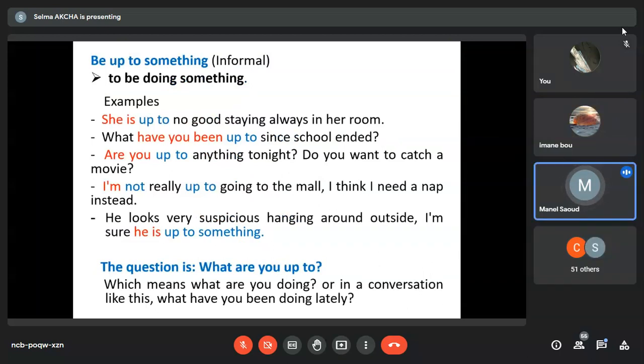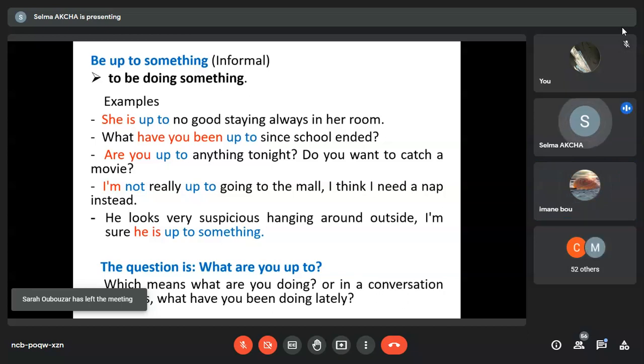Be up to something: informal. To be doing something. Examples. She's up to no good, staying always in her room. What have you been up to since school ended? Are you up to anything tonight? Do you want to catch a movie? I'm not really up to going to the mall. I think I need a nap instead. He looks very suspicious, hanging out outside. I'm sure he is up to something. The question is, what are you up to? Which means, what are you doing? Or in a conversation like this, what have you been doing lately?